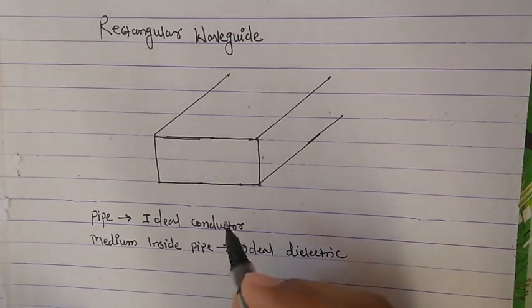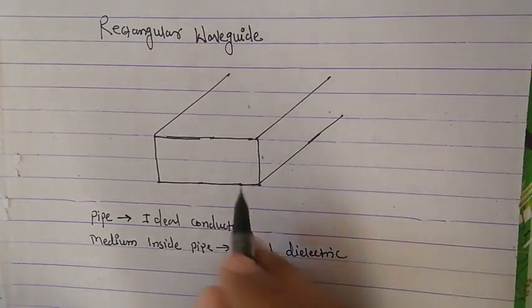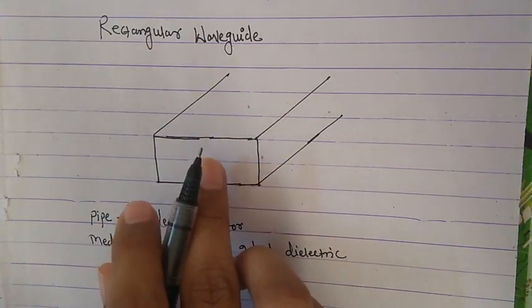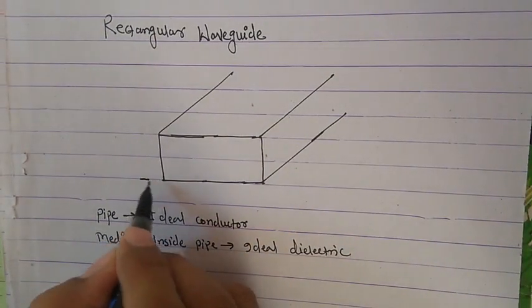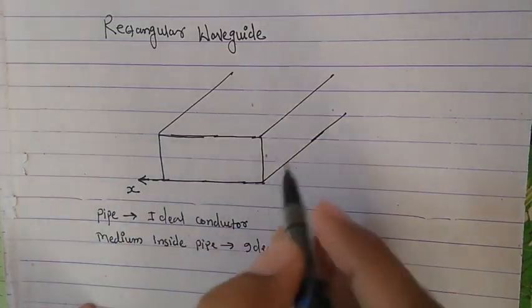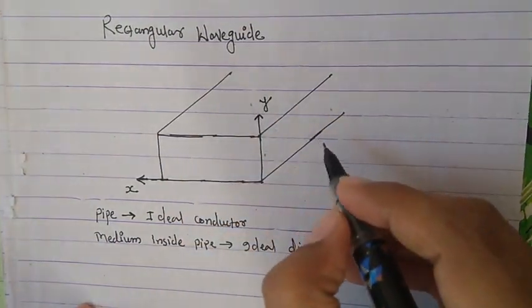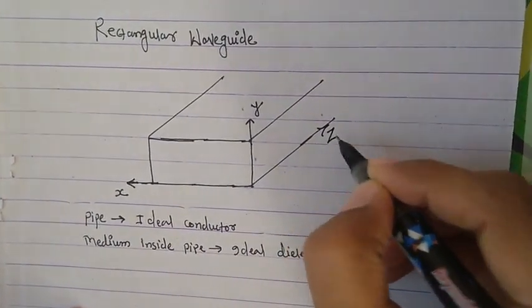Consider the rectangular coordinate system, because we know the first step, by geometry, one has to select the proper coordinate system. So let us consider by convention, this is the x-axis, this is the y-axis, and this is the z-axis.